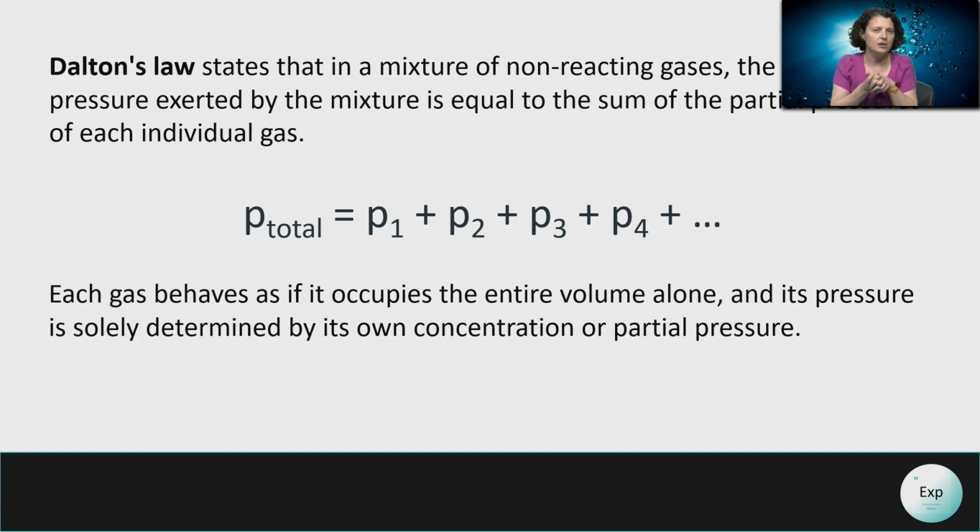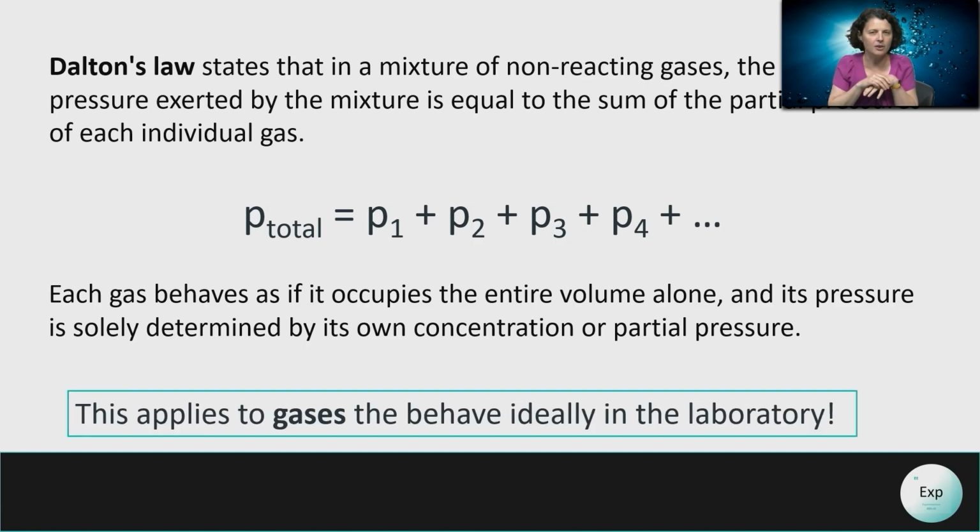Now, this is true as long as all of the gases behave ideally. And as we discussed earlier in a previous video, under low pressure and high temperature conditions, which we consider all laboratory conditions, most gases will behave ideally. So for the purposes of our experiments, we can assume ideal behavior for all the gases that we're working with.